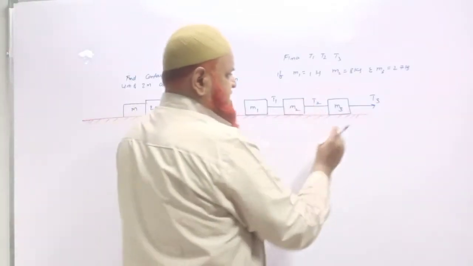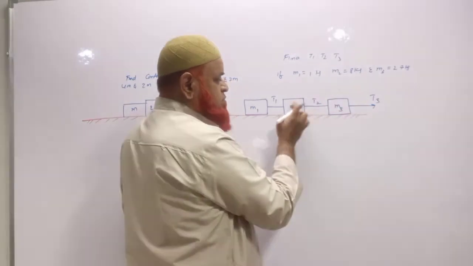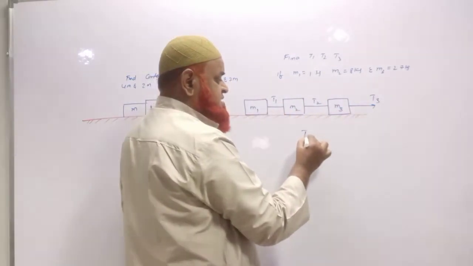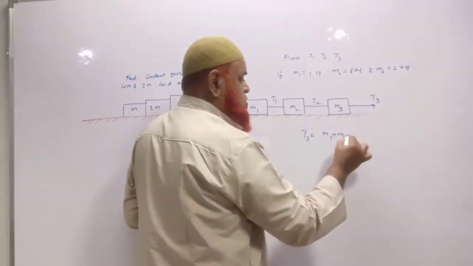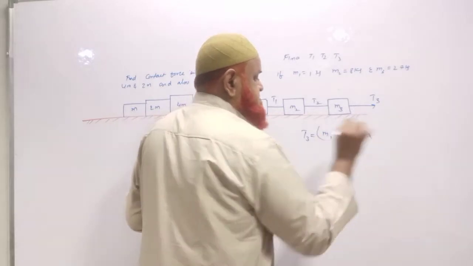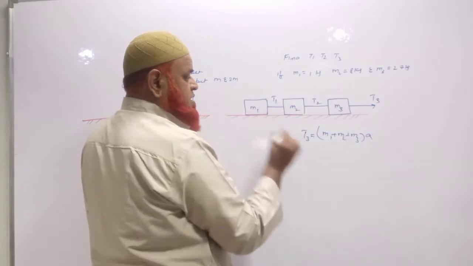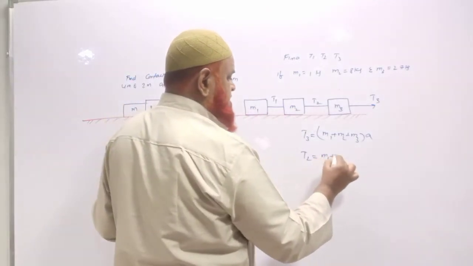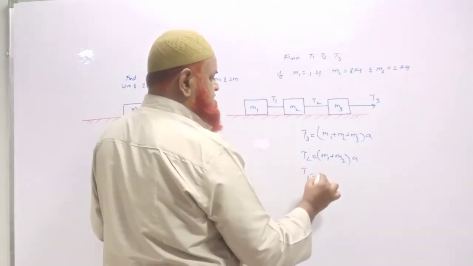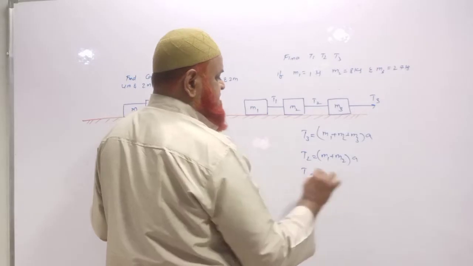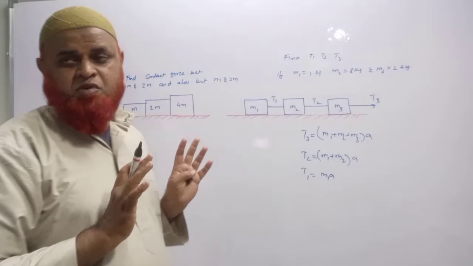Okay, so in this case T3 is connected to M3, M2 and M1. So you can write T3 is equal to M1 plus M2 plus M3 into A, and T2 is connected to only M2 and M1. So you can write T2 is equal to M1 plus M2 into A. And what is T1? T1 is equal to M1 into A, that's it. No need to by heart any formulas. Without a free body diagram I am solving the problem, that's it.